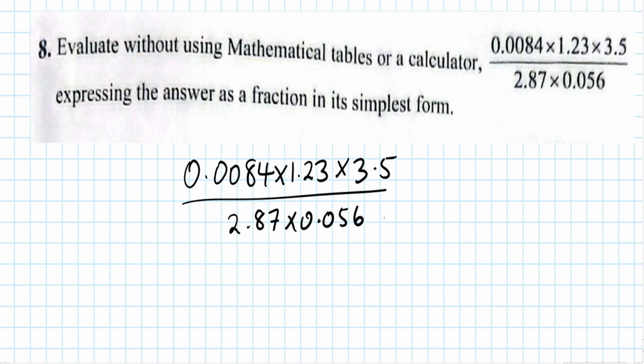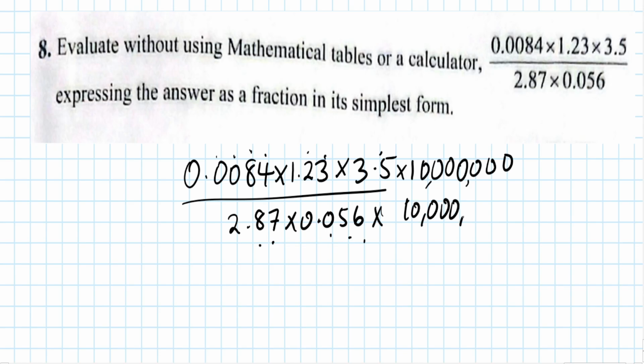0.056. Now let's multiply. Look at which has the most decimal places: 1 2 3 4 5. This one is fewer, 1 2 3 4 5 6 7. This one has more, so multiply by 7 zeros. 1 2 3 4 5 6 7. So that is around 10 million. So also multiply by 10 million here. So this one will cancel out. So it will be 84 times 123 times 35.